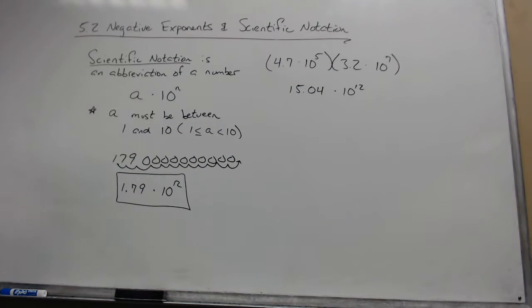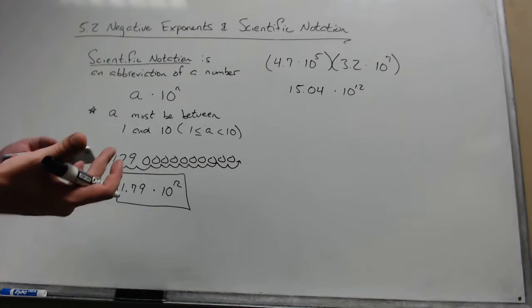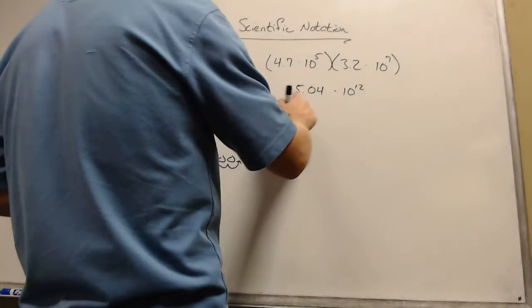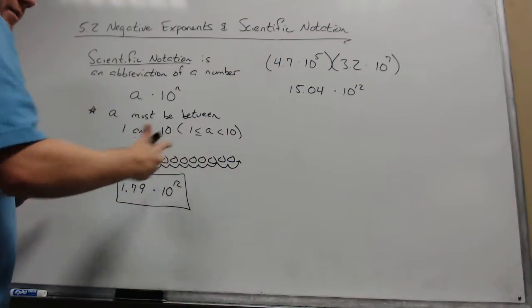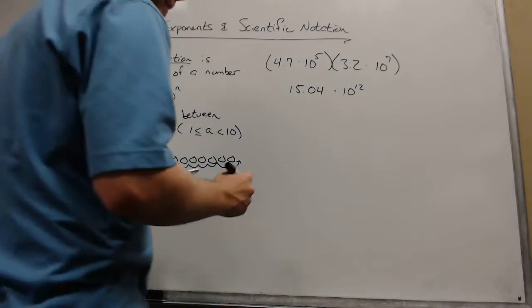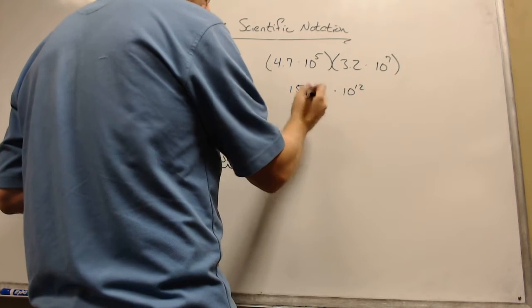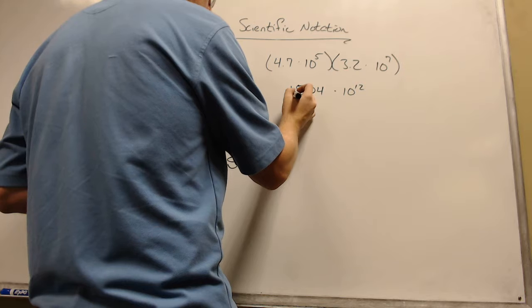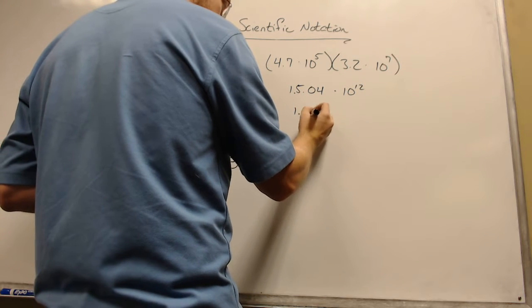The problem is, lots of times when we operate on numbers in scientific notation, when we multiply or divide, this final a value doesn't meet our criteria. It's not between 1 and 10, but we can fix that pretty easily. We can rewrite this. We can move this decimal one spot over. We want to rewrite it in scientific notation, so here, we want to move it here. So this wants to be 1.504.